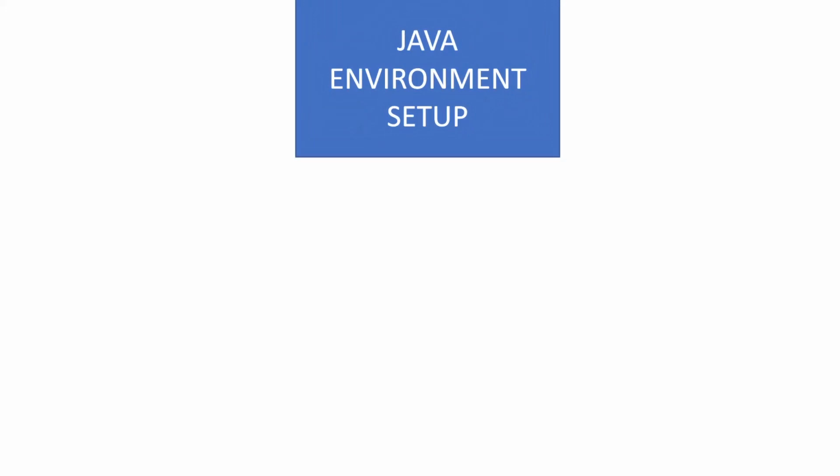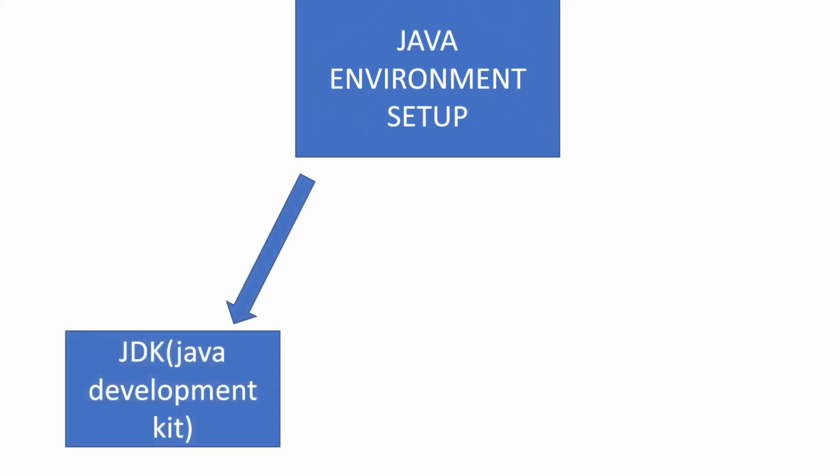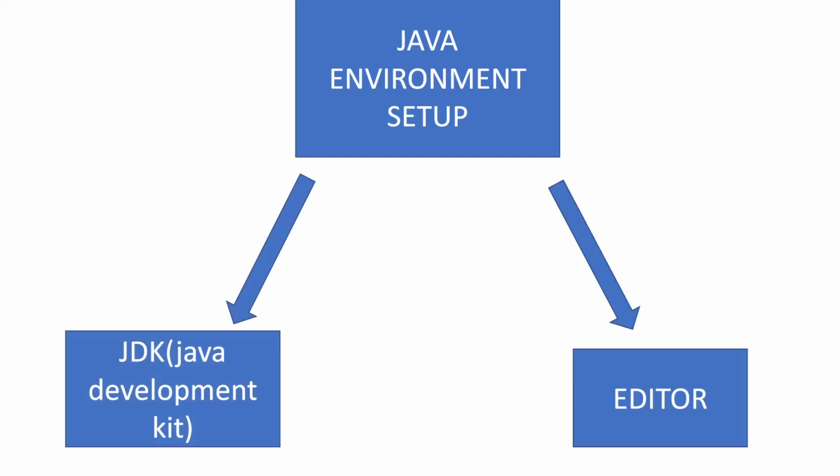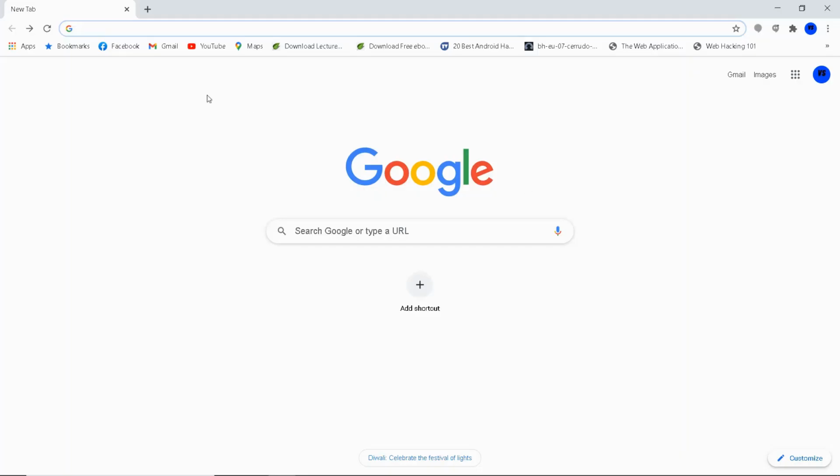Well, there are many people who are not familiar with IoT. IoT is Internet of Things, which is a blend of hardware and software in order to solve many sorts of problems. For the fundamental setup, we require two things. One is JDK, which is Java Development Kit, and the other is a code editor where we edit our code. Let's see how to install the JDK.